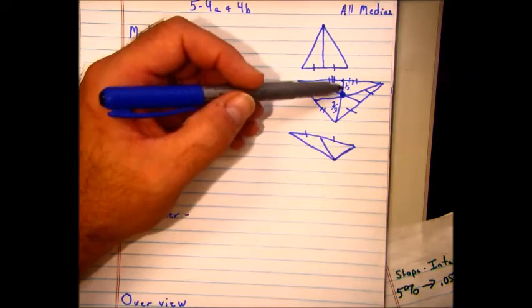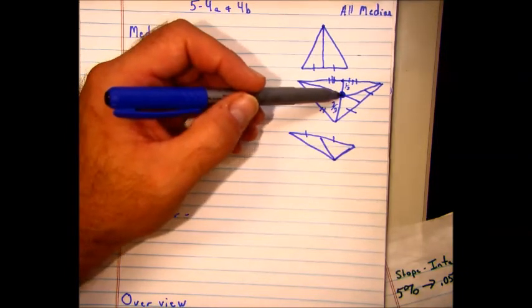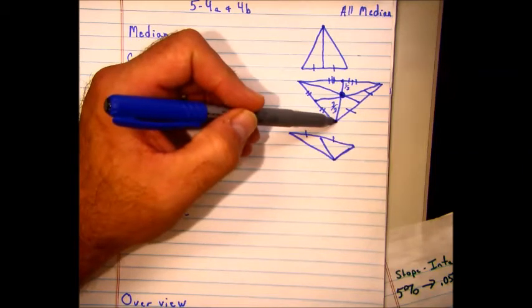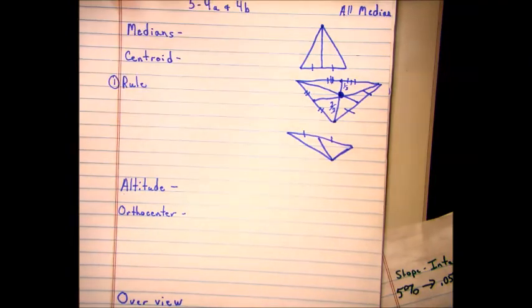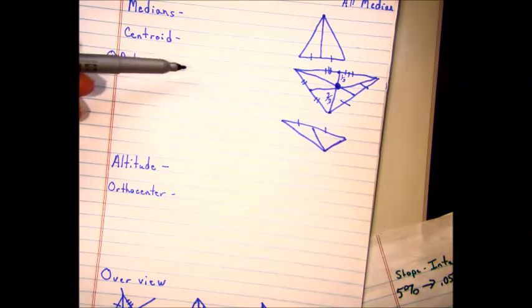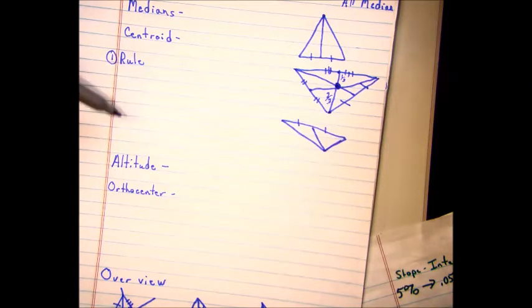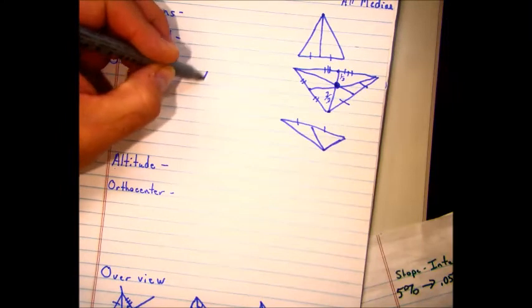1/3 is from the side to the centroid, and 2/3 is from the centroid to the angle. Well, why would this be important? Well, let's look at one of these as an example. In other words, the rule is the distance from the centroid to the vertex is 2/3 of the whole median. Okay, so let's do a problem.